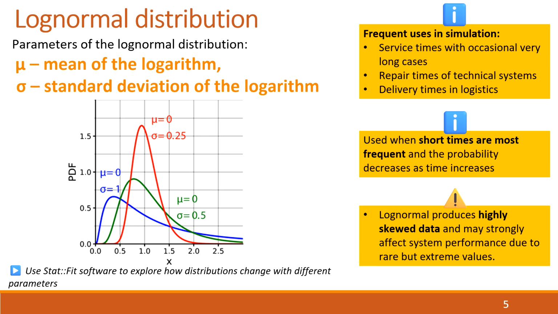The log-normal distribution is defined by two parameters, the mean and standard deviation of the logarithm. It's commonly used for service times, repair durations, and delivery times, where most values are short, but with a small probability we could get very long cases. This distribution is always positive, which is important to state. Because of rare but extreme values, it can significantly affect system performance and must be used carefully in a simulation.